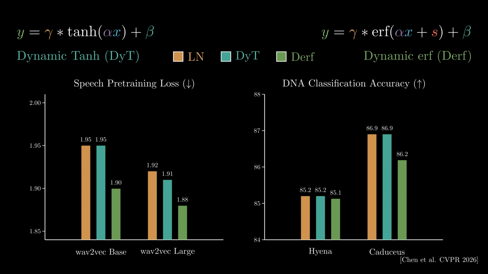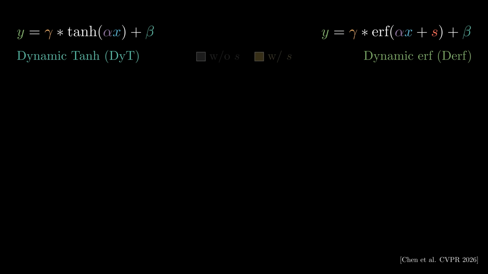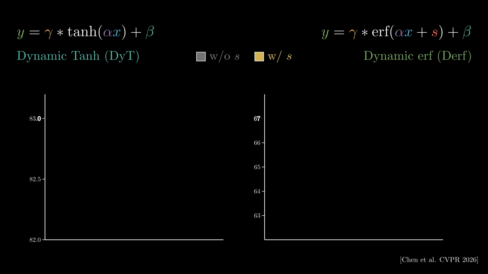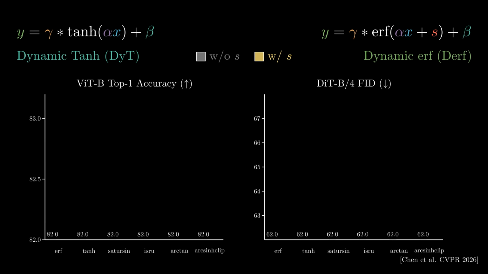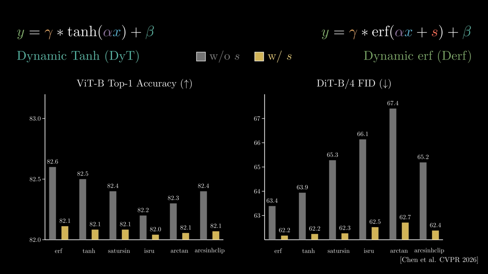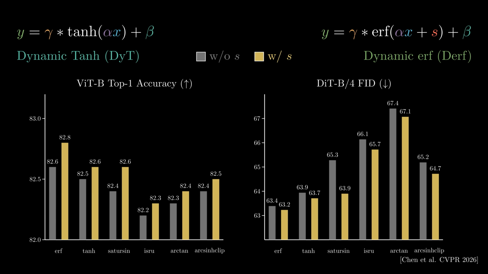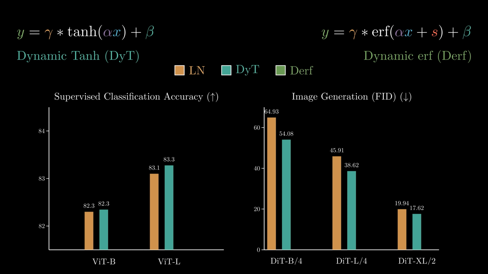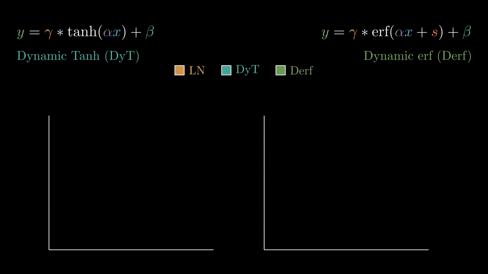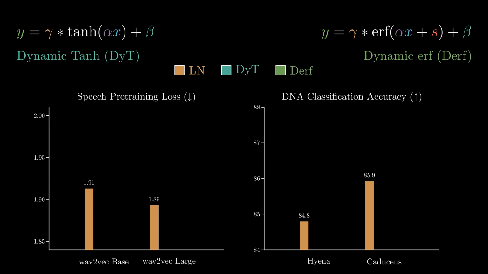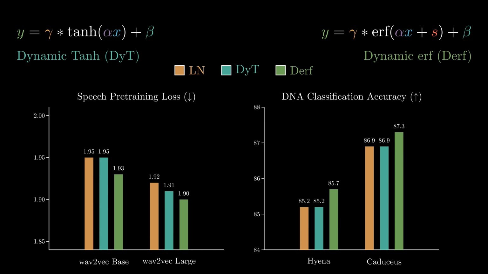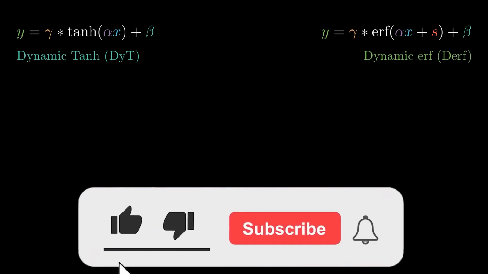This challenges the widespread assumption that normalization layers are essential components of deep learning model training. The authors further demonstrate that incorporating a learnable bias term S into the element-wise function consistently improves performance, regardless of the specific function used. In summary, it's remarkable that simple element-wise functions can not only match, but sometimes even surpass traditional normalization methods. It highlights how much remains unknown about deep learning.